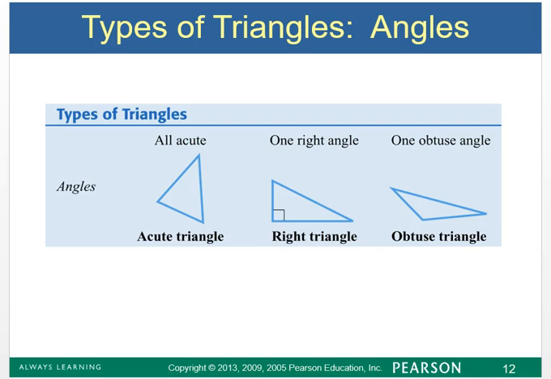Now here we have types of triangles by angle measurement. Here's an acute triangle. All angles in an acute triangle are acute. When one angle is a right angle, it's called a right triangle. And when one angle is obtuse, like this one right here, we have an obtuse triangle.